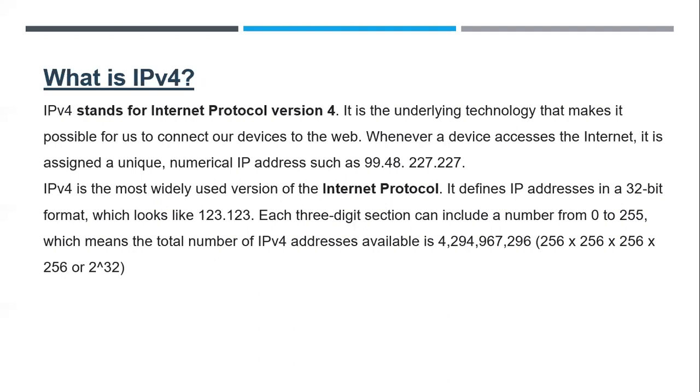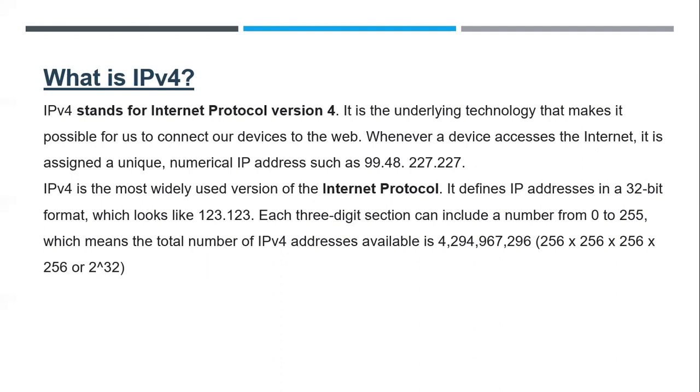IP version 4 is the most widely used version of the Internet Protocol. It defines IP addresses in a 32-bit format, which looks like 123.123. Each 3-digit section can include a number from 0 to 255. So the maximum number each section can have is 255.